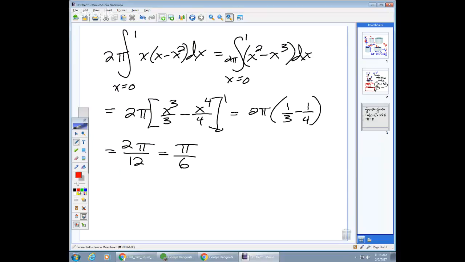I don't know if I've shown you this in class. I don't usually think much about lowest common denominators with numbers. I just think cross multiply, cross multiply, and there's my fraction sum or difference. So there's my 1/12 I got here. So it looks like it's pi over 6.